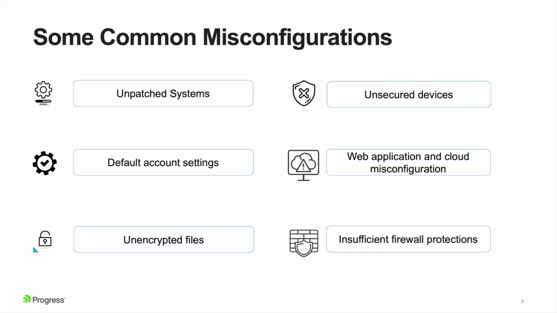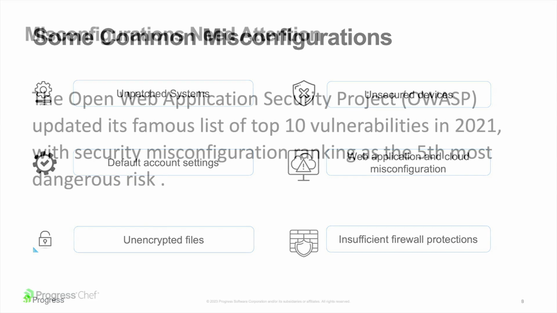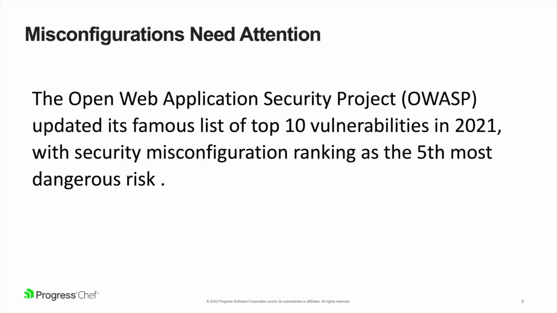Insufficient firewall protection. So if you leave services running on a firewall, it could expose a window for attackers to exploit vulnerabilities and disrupt your system. So not only Microsoft, even the Open Web Application Security Project, right? Their list of top 10 web application vulnerabilities, updated in 2021, declared security misconfiguration as the 5th most critical risk. And as per the research, over 90% of applications reported misconfigurations with an average incident rate of 4%.